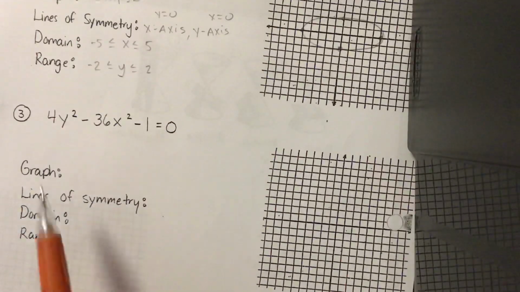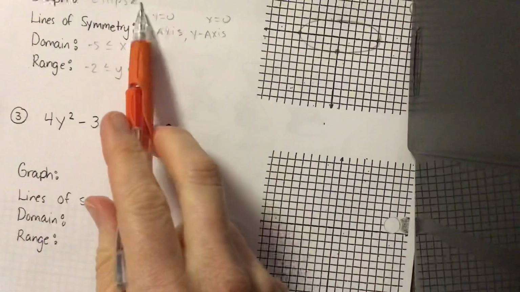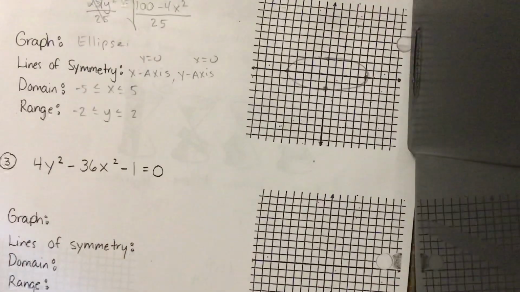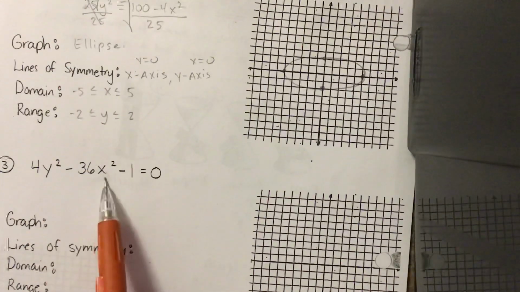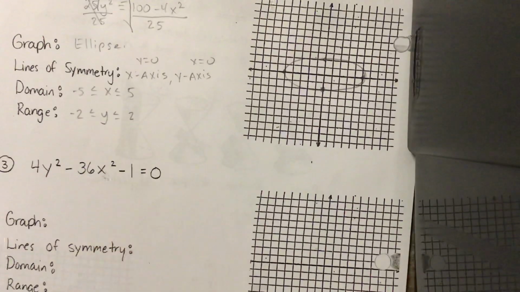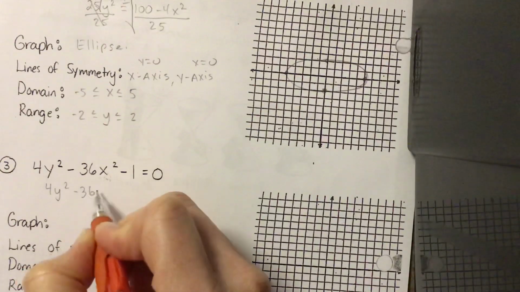Next, what is this going to be? Is it going to be an ellipse like the last one? It's not going to be a circle like the first one. Not a parabola because it has an x squared and a y squared. Well, what am I going to do? I could add the 1. All right. Now I have this.